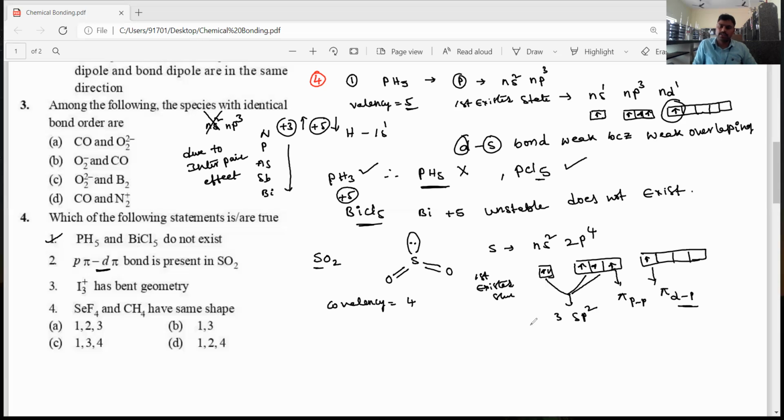So there are two pi bonds present. One pi bond is a pπ-pπ bond, the second pi bond is a dπ-pπ bond. In SO3, sulfur trioxide, 3 pi bonds are present. Out of the 3, one is a pπ-pπ bond and 2 are dπ-pπ bonds. Okay students, two dπ-pπ bonds are present in SO3, but in SO2 one dπ-pπ bond is present. So the second statement is also correct.